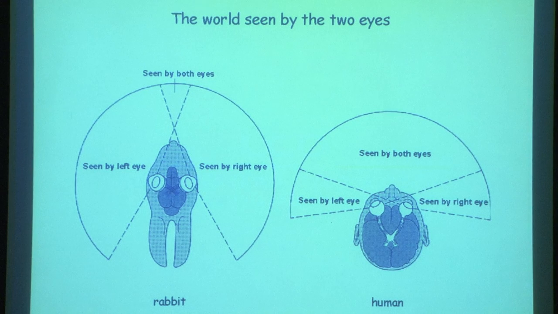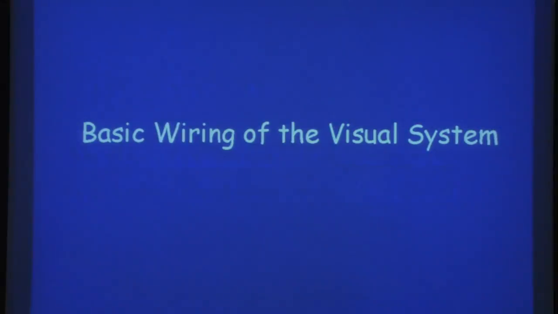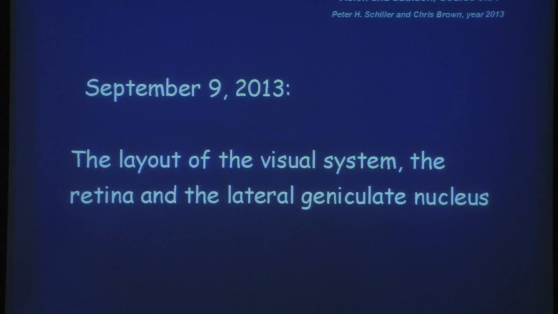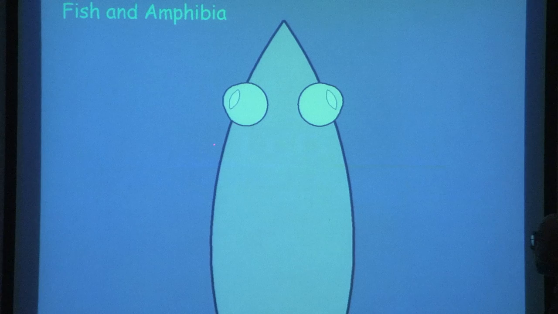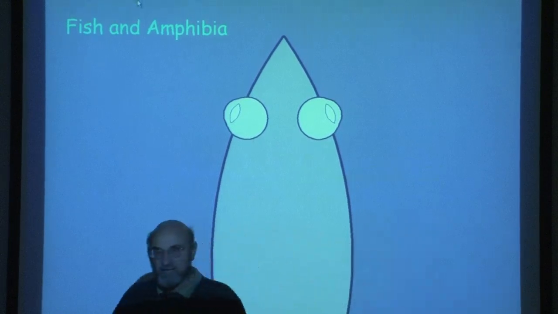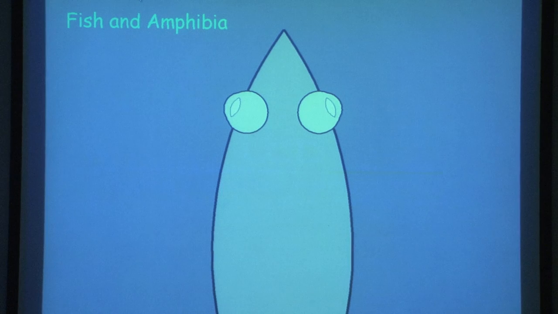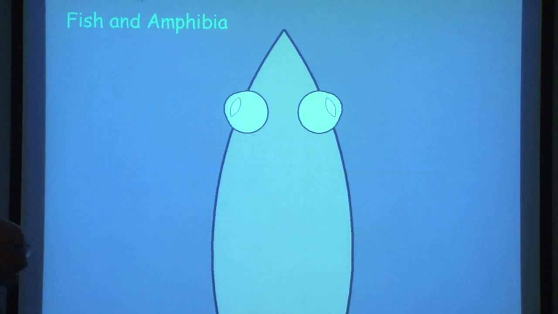Now, if you look at an animal like a rabbit, and also animals which are, as I've mentioned already, in fish and amphibia, you have these sideways-looking eyes, and now we can ask the question, how do these two eyes make their connections through the ganglion cells to the central nervous system? And that, in fact, was quite an issue at one time, believe it or not, before anatomical techniques became more sophisticated.